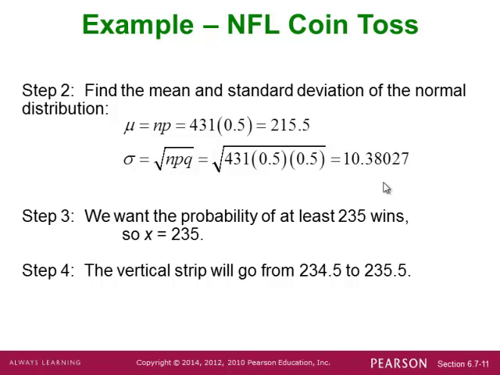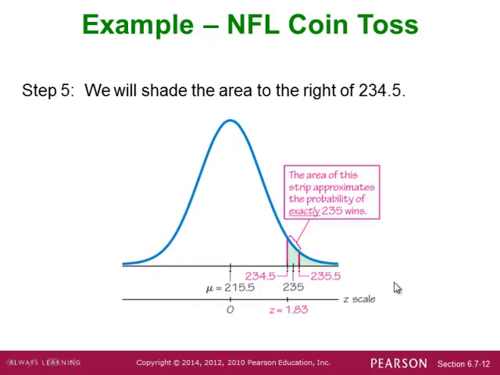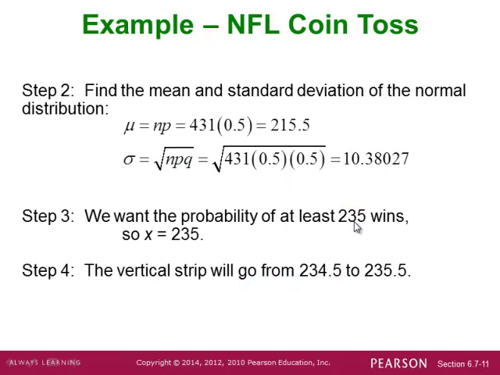We want the probability of at least 235 wins, so x is equal to 235. And because we say the word at least, that means that we're going to include 235. That means we're going to back it off by half a unit. So we're going to include 235 by including the strip that goes from 234.5 to 235.5. If it was greater than 235, then we would have our calculation go from 235.5. But because it's at least, that includes 235, we'll go from 234.5 to 235.5 and beyond.